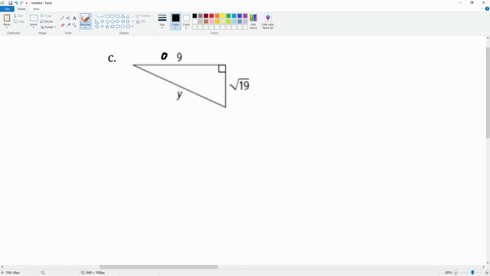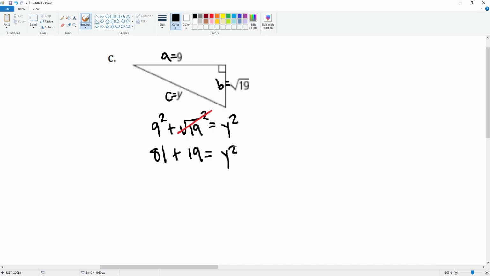C. A equals 9, B equals square root 19, C equals y. So 9 squared plus radical 19 squared is equal to y squared. 9 squared becomes 81. The square and the square root cancel. That is just a 19 is equal to y squared.